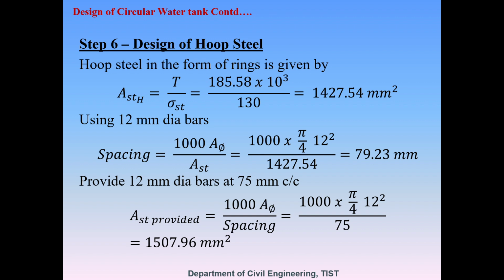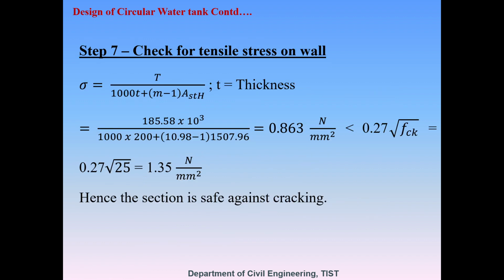If you are providing 12 mm diameter bars at 75 mm center to center, the actual AST provided is 1507.96 mm square.